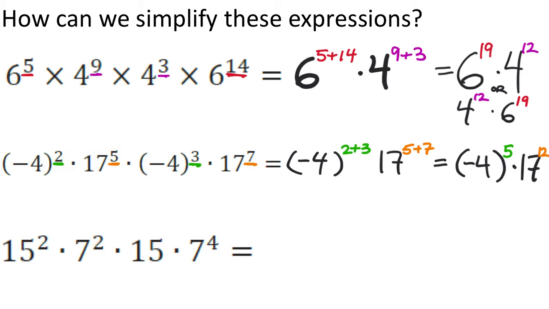And again, I'm not going to write this second one down, but if you change the order as 17 to the power of 12 times negative 4 to the power of 5, that would still be okay.